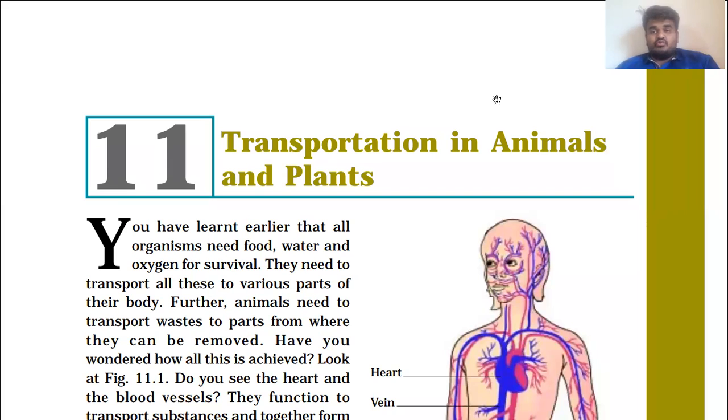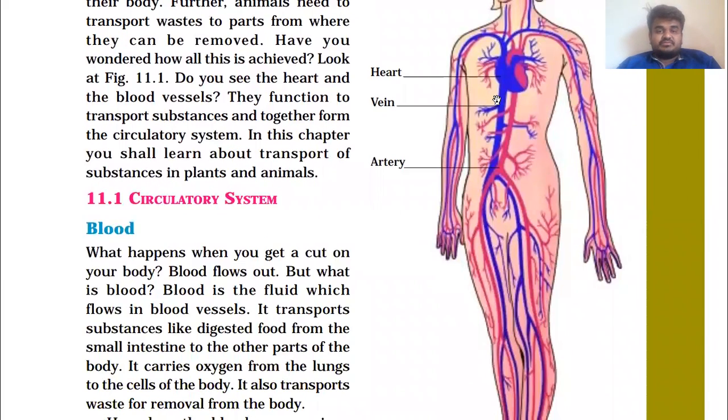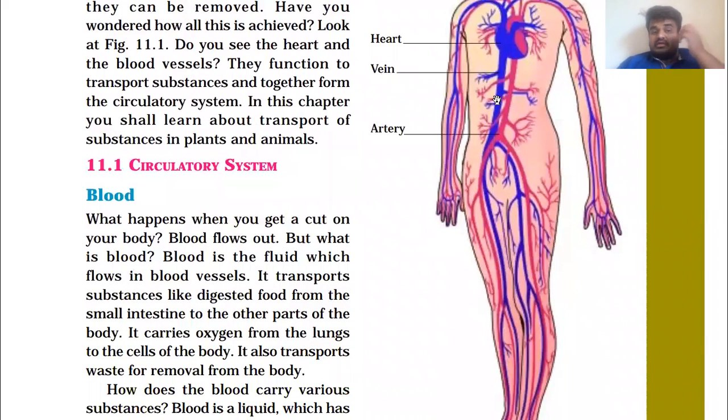In the last session, we completed the last topic of this chapter 11, that is transportation in animals and plants. So in this session, we are going to revise all the topics from this chapter. First of all, we have discussed the circulatory system. In this topic 11.1, we have gone through blood vessels, heart, and heartbeat.